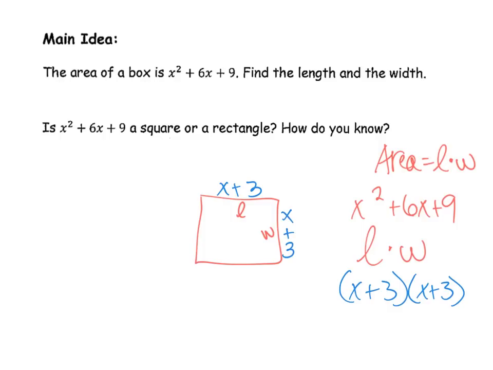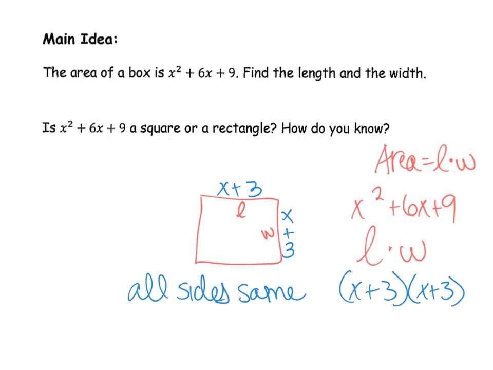So I gave you a trinomial, and I asked you basically to factor it. What is this shape, though? Should it be a rectangle or should it be a square? Based on my blue sides. Why did you know it was a square? All sides are the same. They're all x plus 3.